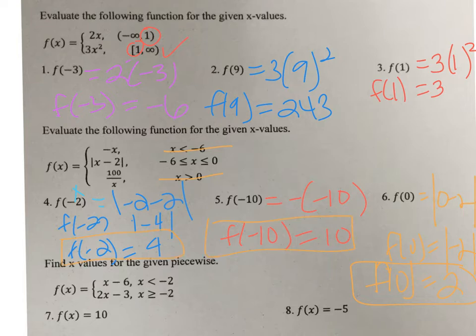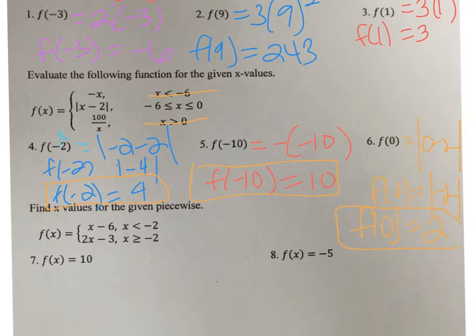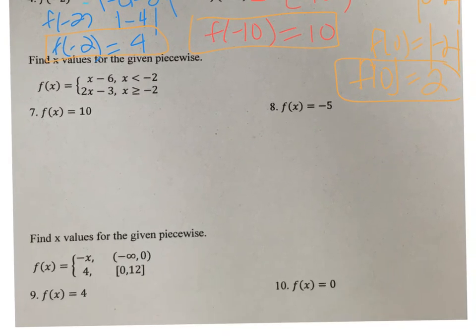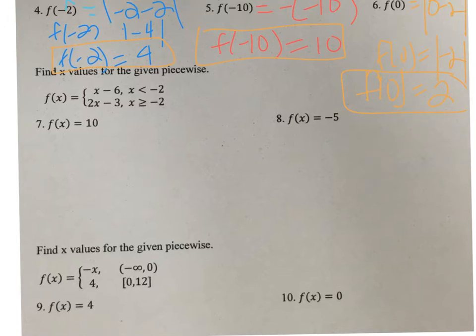Now, we're moving backwards. They're going to give us f of x, which really means y, right? So y equals 10 is what they're saying here. Y equals 10. So we have to find x.